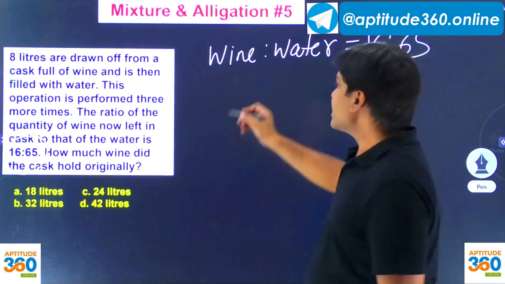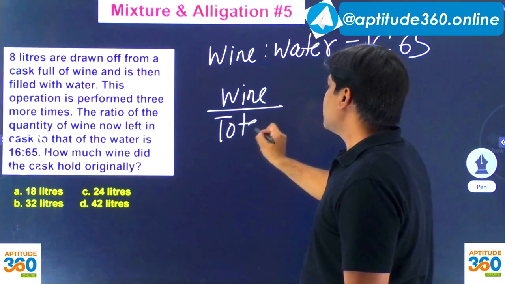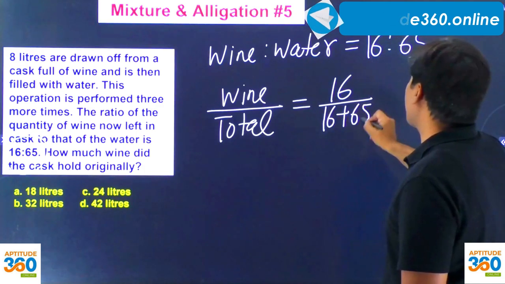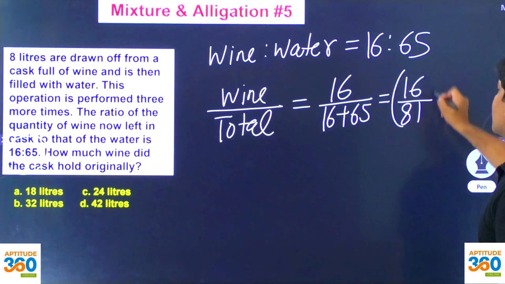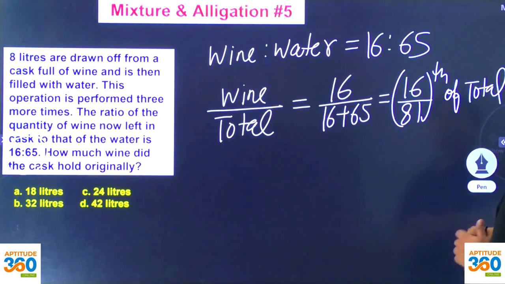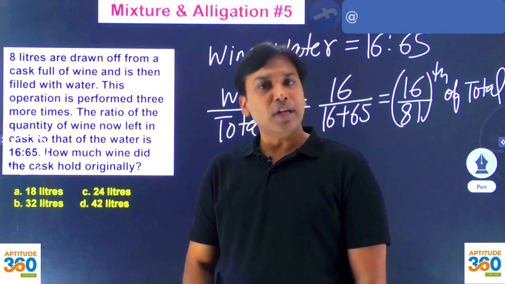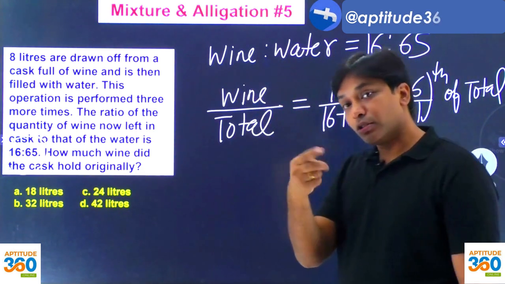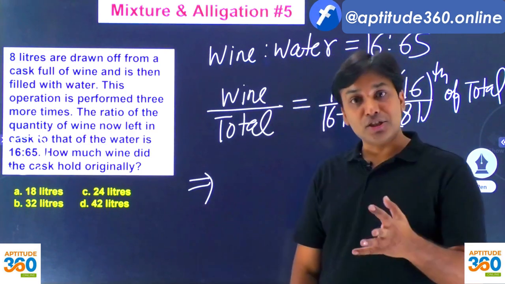16:65, isn't it? So can I say that wine of the total is nothing but 16 divided by 81. Of the total volume 16 upon 81 is the wine, rest is the water. Now understand this thing, this process is getting repeated how many times? 4 times. So can I say this, and this is where the magic is.